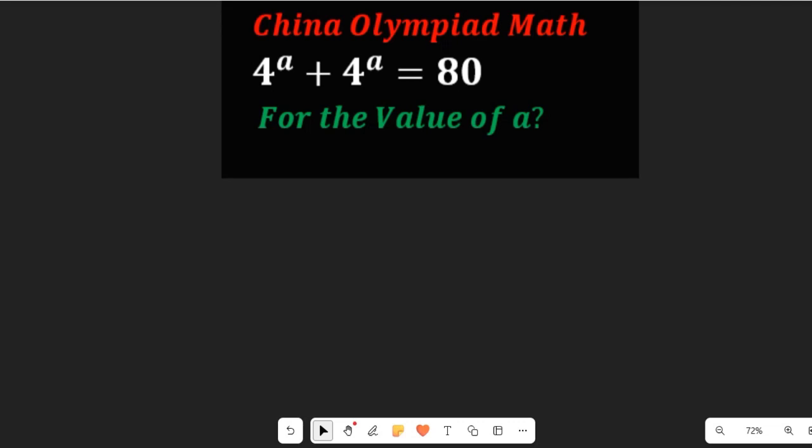Try this question if you are not grounded in logarithm. We are asked to find the value of a in 4 to the power of a plus 4 to the power of a equal to 80 in this China Olympiad math question. Now, how do we go about solving this? Hold on, and let's see how we do that.